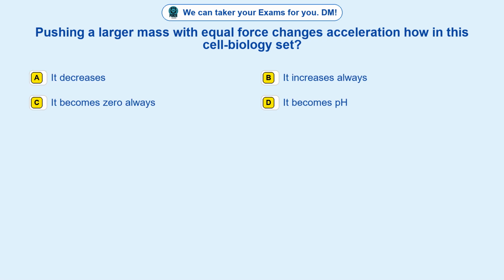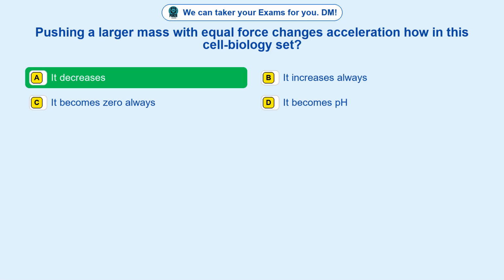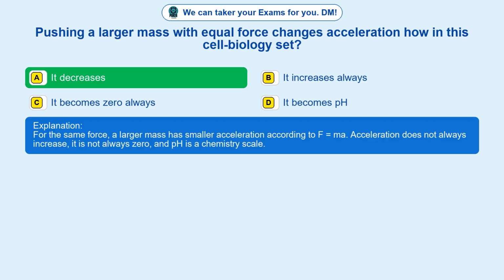Question 58. Pushing a larger mass with equal force changes acceleration how in this cell biology set? Option A, it decreases. Option B, it increases always. Option C, it becomes zero always. Option D, it becomes pH. The correct answer is option A, it decreases. For the same force, a larger mass has smaller acceleration according to F equals ma. Acceleration does not always increase, it is not always zero, and pH is a chemistry scale.